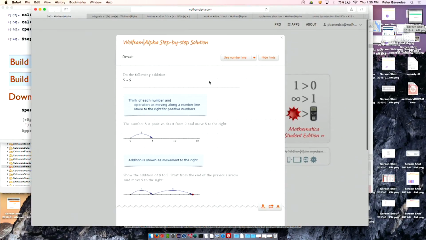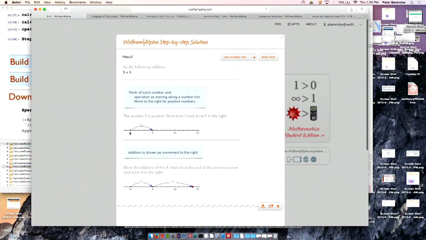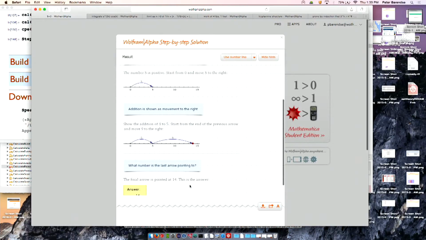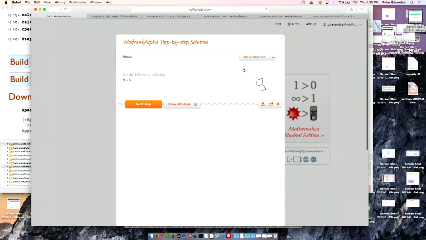So we actually have 2 step-by-step programs for this. One uses a number line where you start at 0, and then you add 5. And then where you are, you add another 9. And then you ask, where am I? Well, now I'm at the number 14. Another one uses what are called manipulatives, which are physical little blocks that you play with.